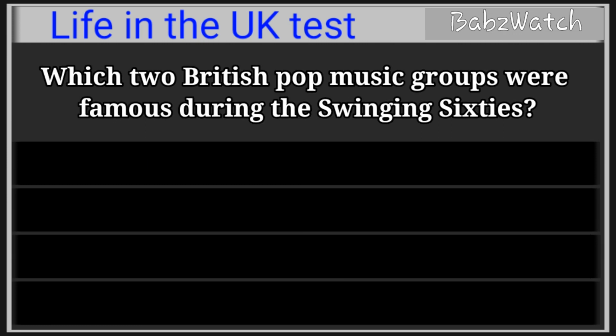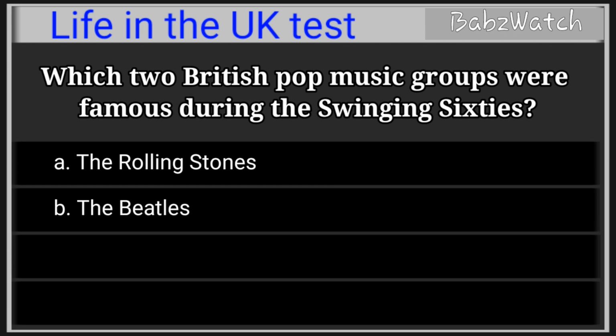Life in the UK test. Question 23 of 24. Which two British pop music groups were famous during the Swinging Sixties? A. The Rolling Stones. B. The Beatles. C. ABBA. D. Radiohead. The correct answers are A. The Rolling Stones. B. The Beatles.